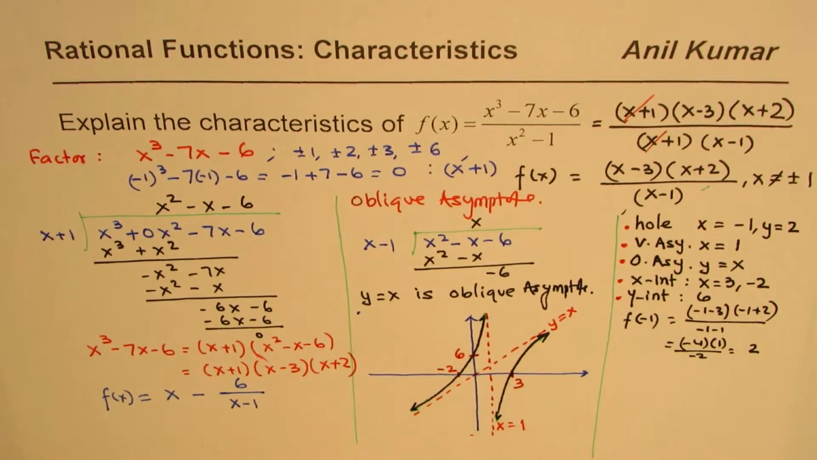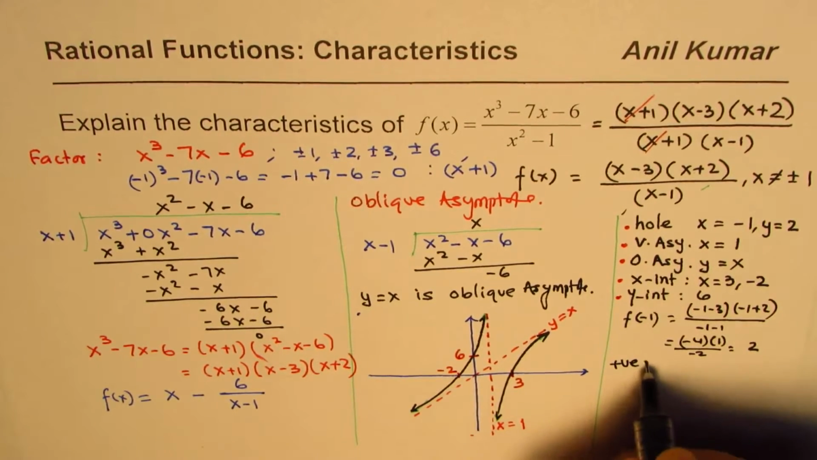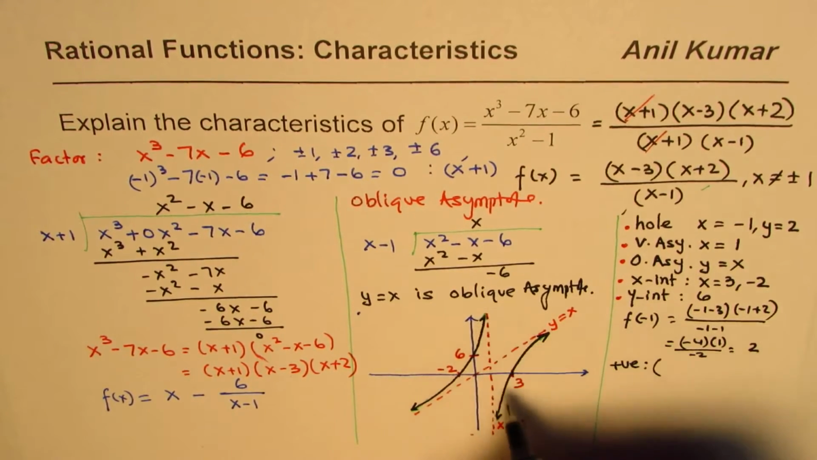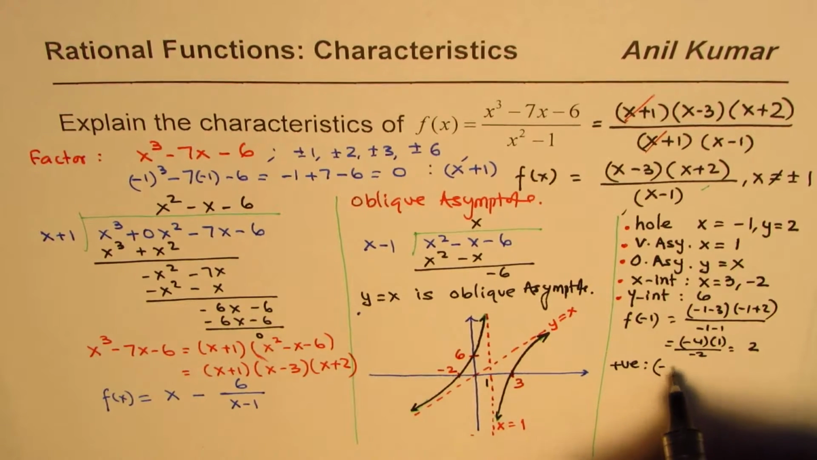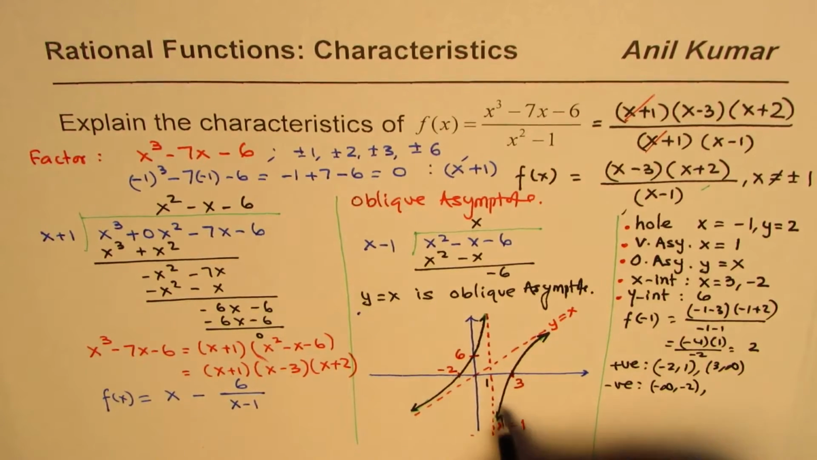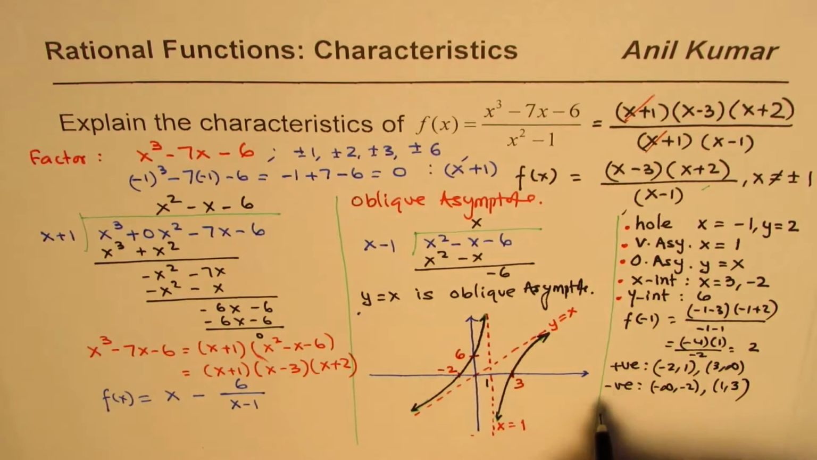Now from here, we can see many other characteristics. What we see is that the graph is positive during which interval? It is positive from -2 to 1, and also from 3 to infinity. It is negative from -infinity to -2, and it's negative from 1 to 3. So that is where f of x is positive or negative.